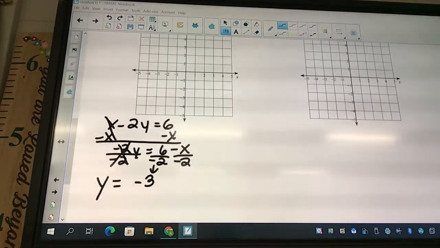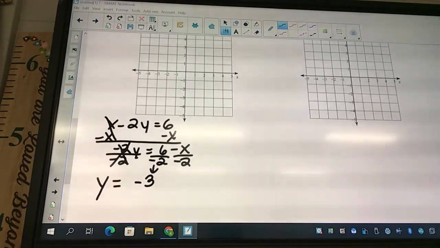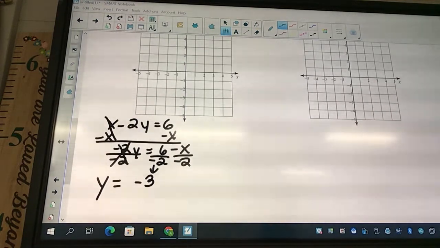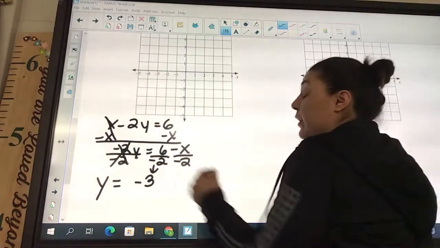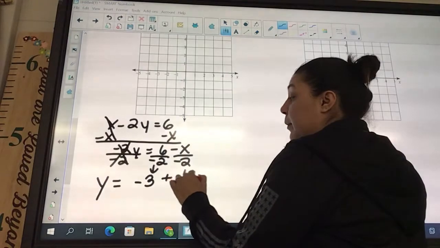Okay? Why? Why is it positive 1/2? Because they're both negatives, okay? So we got a negative, negative. Okay, so that's gonna make a plus.